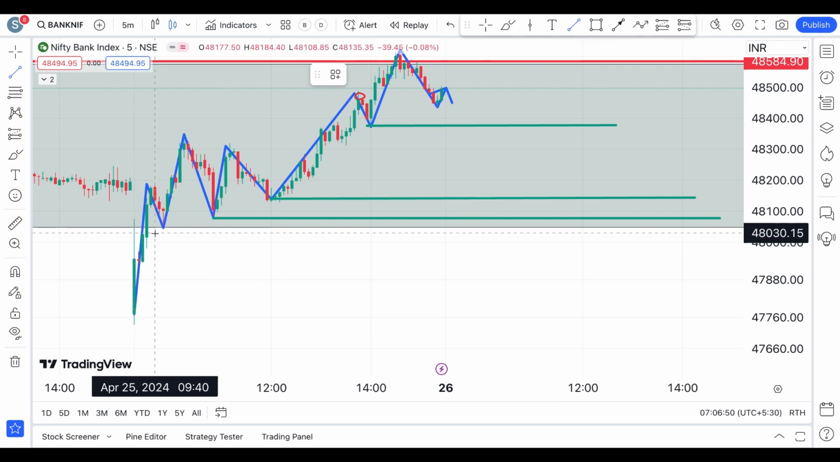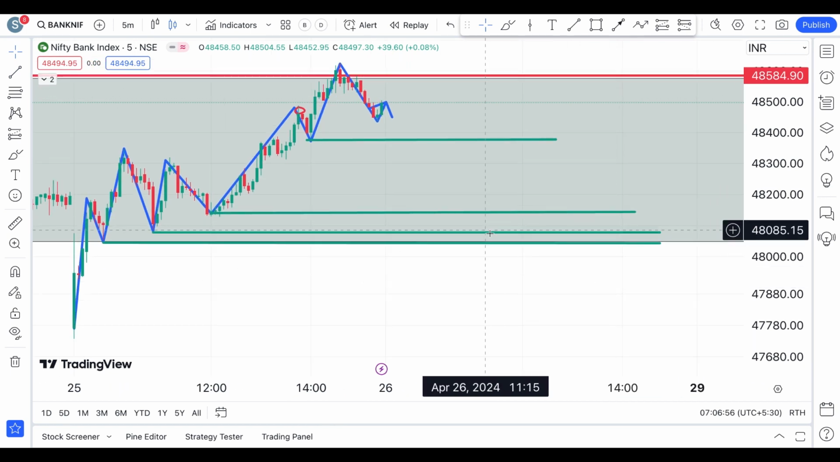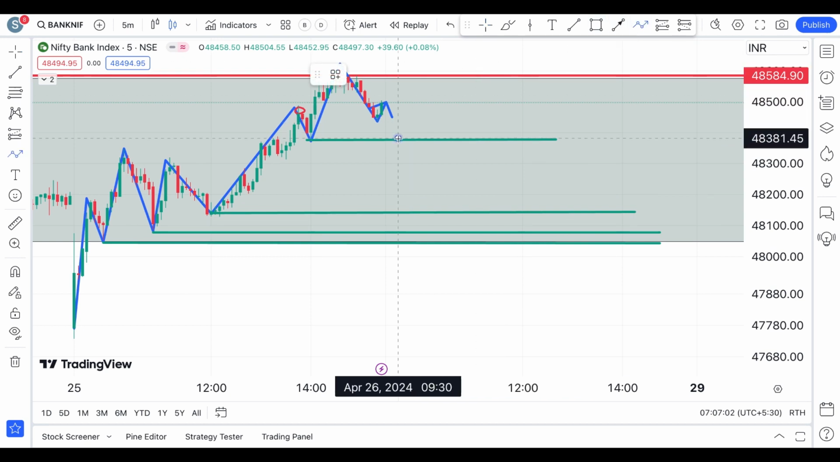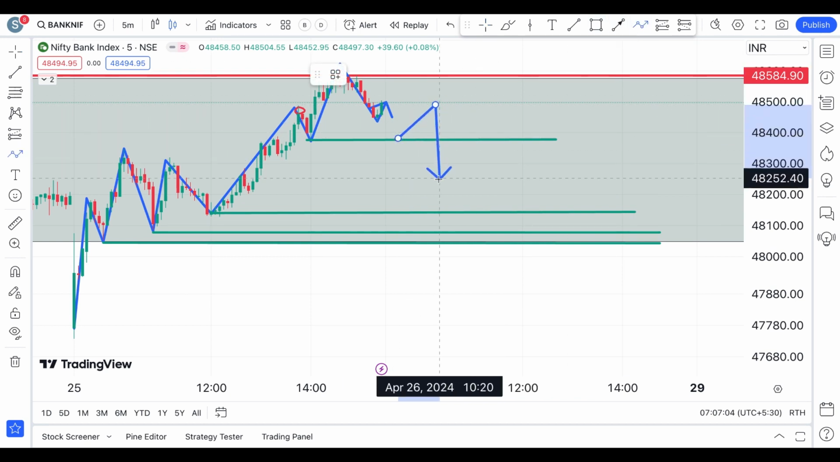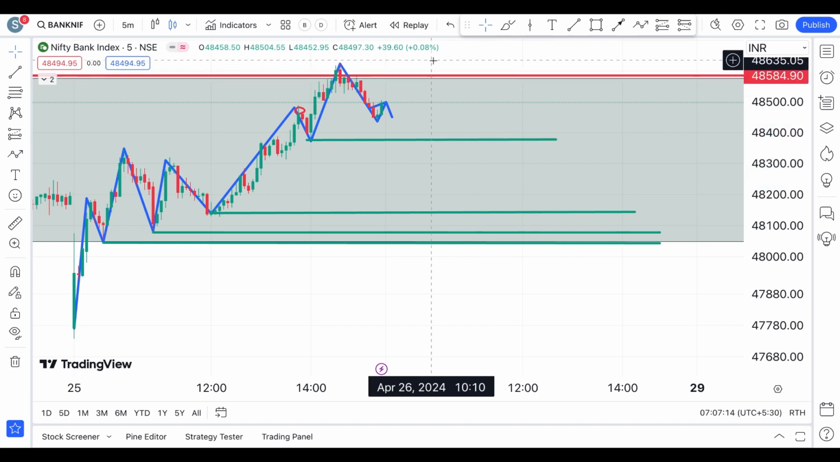And you see this is another level. These are not going to be that important once they are broken, because if it is broken and tested multiple times, of course there is a concept of change of polarity. If you see this support getting broken, the next time bank nifty comes towards this line, it will act as a resistance. That principle is called change of polarity, but we are not talking about that now.